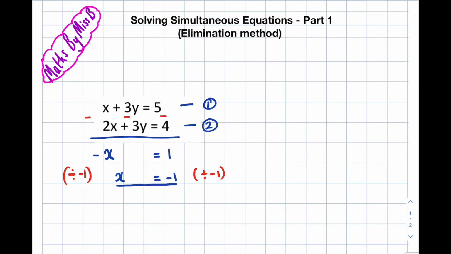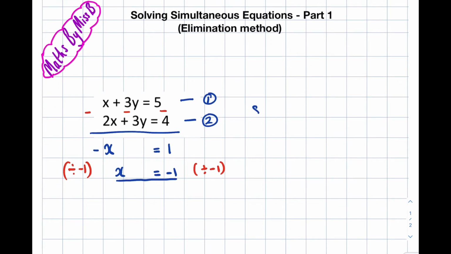So now that we have a value for the x, what we can do is substitute this value of x equals negative 1 into one of the equations that we started off with to help us work out the y. So I'm going to substitute x equals minus 1 into equation number 1. So equation number 1 was x plus 3y equals 5. So in place of the x, I'm going to put a negative 1, and then it's going to be plus 3y equals 5. So remember, we're trying to solve for what y is.